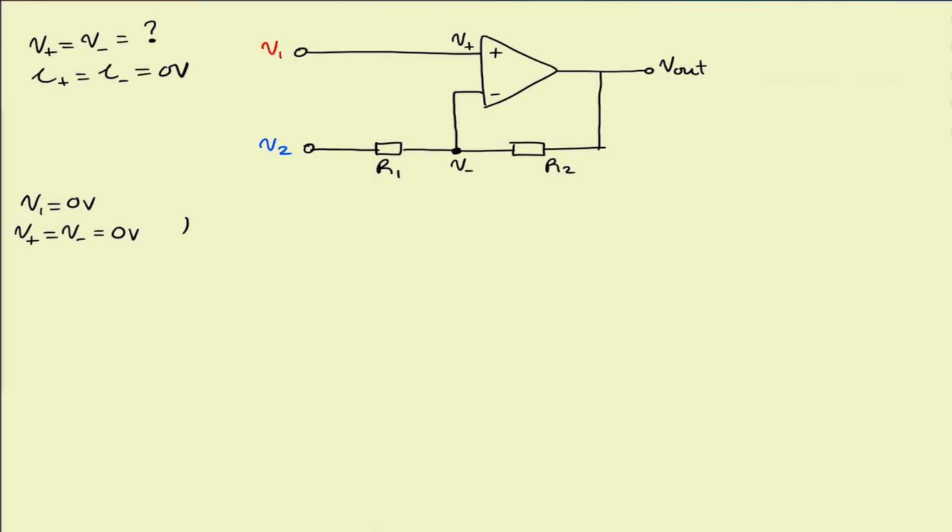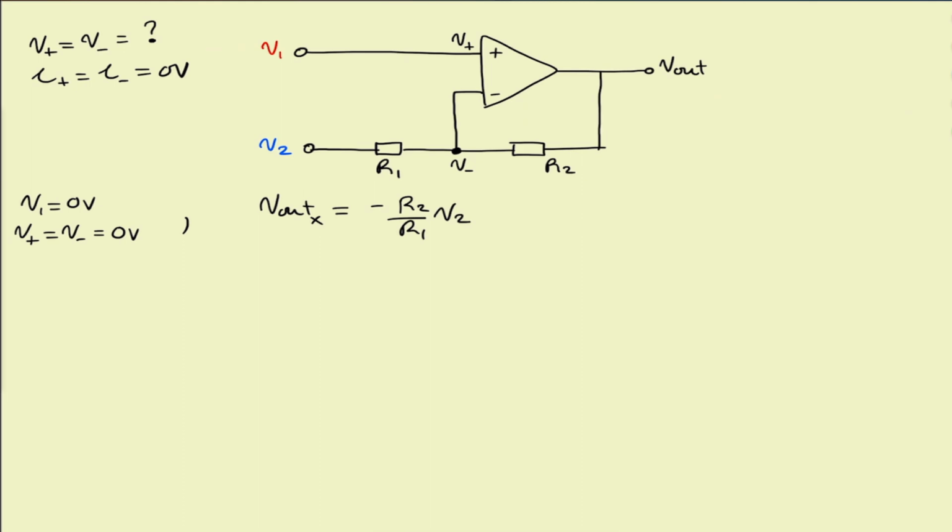By previous knowledge, we know that by setting V1 equals to 0, we then get an inverting amplifier configuration, for which we know the expression for V out, and remember we're going to call that V out X, is minus R2 over R1 times V2.